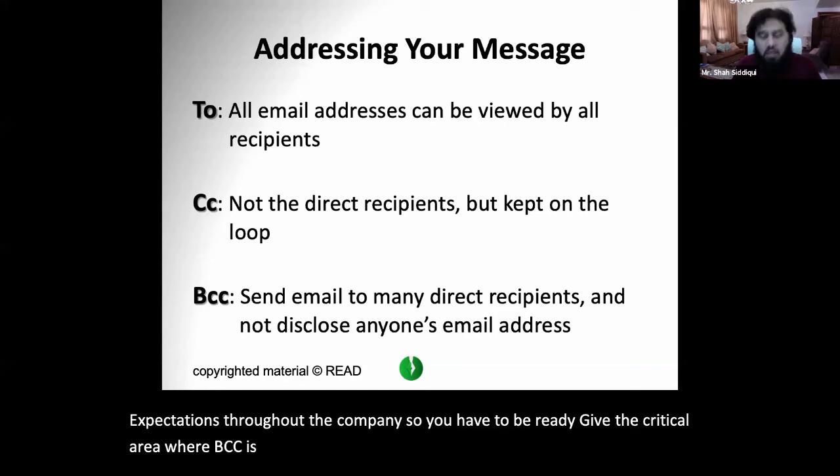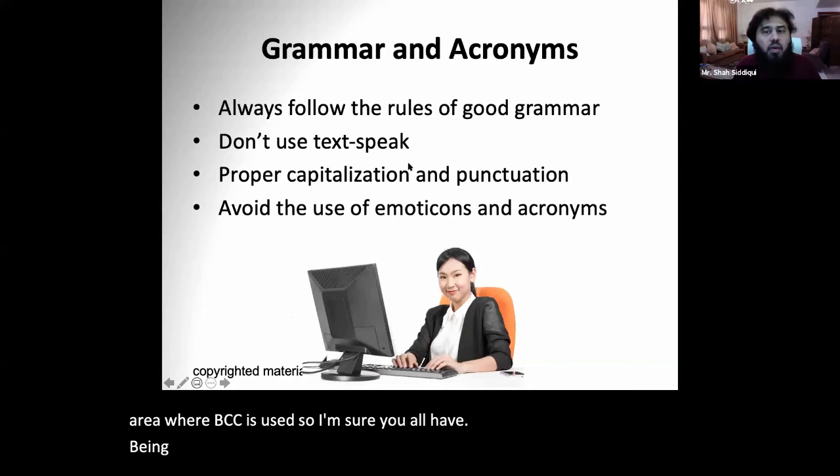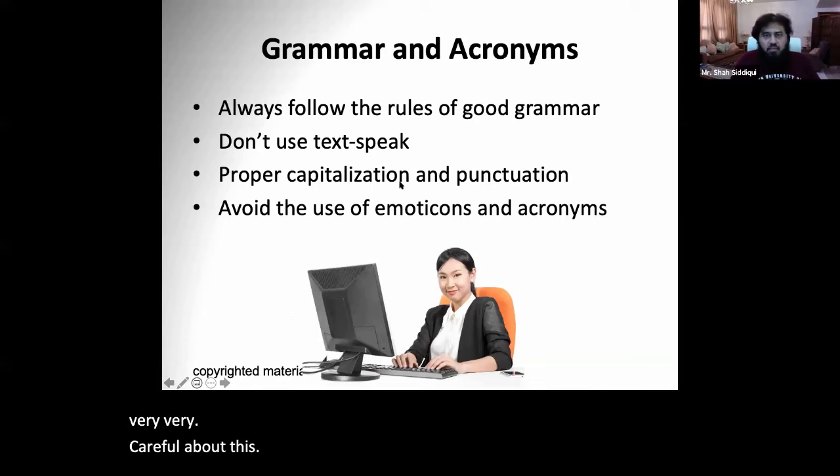So I'm sure you have all been very, very careful about this. Grammar and acronyms.